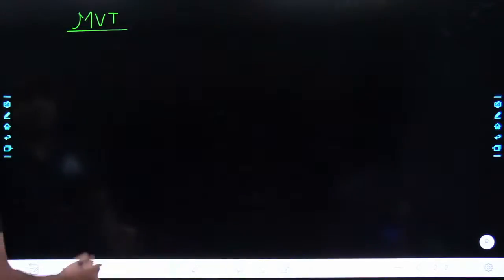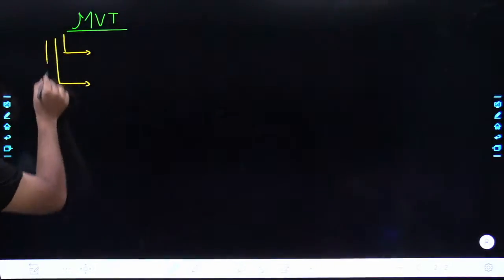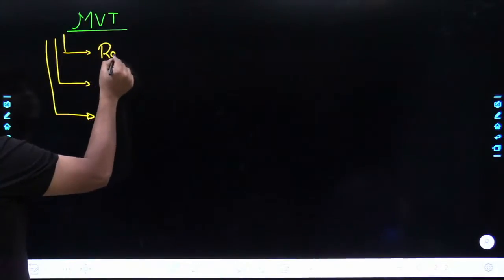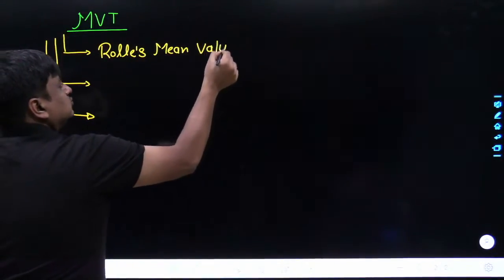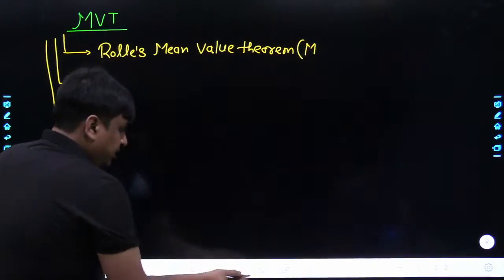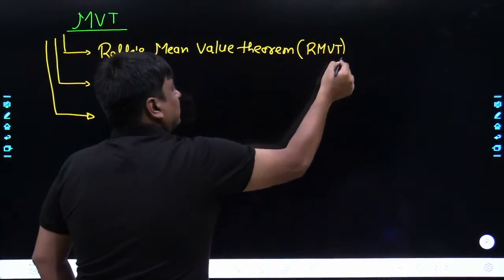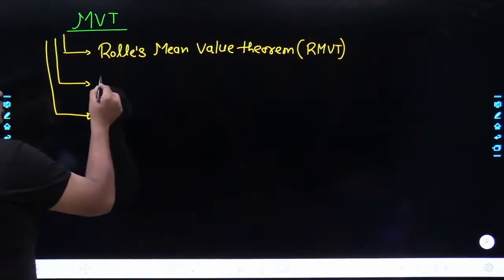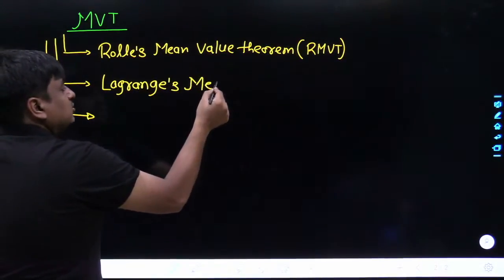Is that part clear? Now, as far as the mean value theorem is concerned, it can be bifurcated into three different segments. The first segment is Rolle's mean value theorem. In short, I would be referring to it as RMVT, where the R stands for Rolle's and MVT stands for mean value theorem. Many times, instead of referring to the complete name, even in the GATE examination they have referred to Rolle's mean value theorem by the name RMVT. The second kind is going to be Lagrange's mean value theorem.